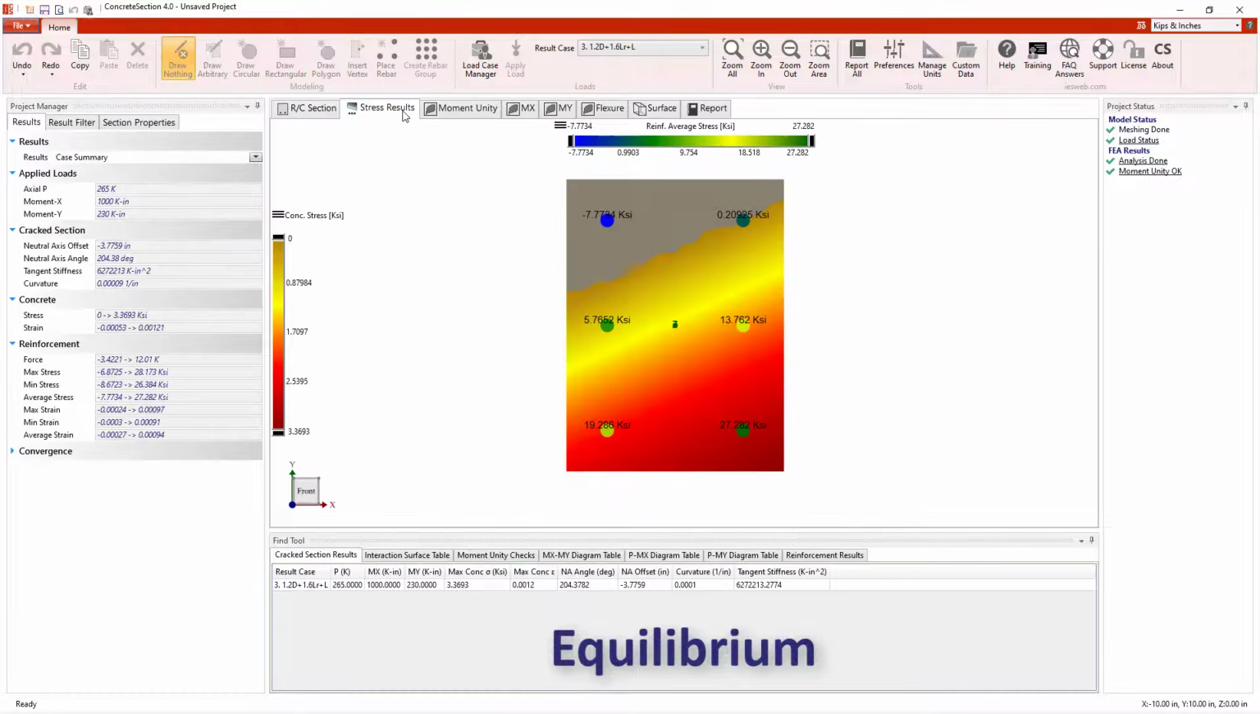Equilibrium. The principle of equilibrium requires that internal stresses in the concrete and steel balance the externally applied forces and moments on the cross-section. In ConcreteSection, the software enforces this by numerically integrating stresses over each triangular element in the mesh to compute the resulting internal forces and bending moments.